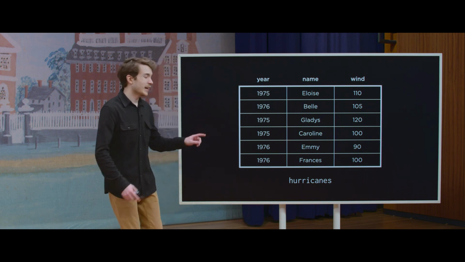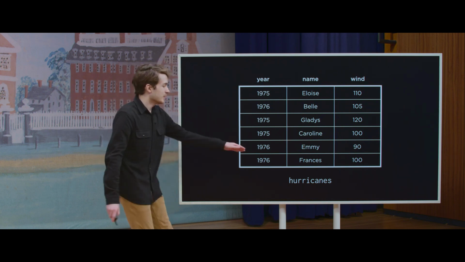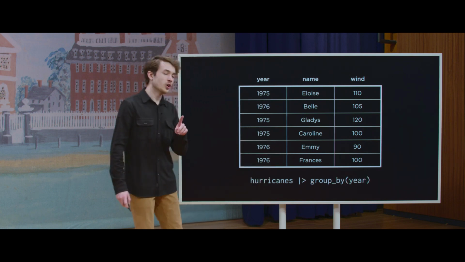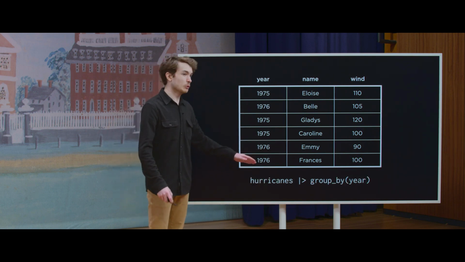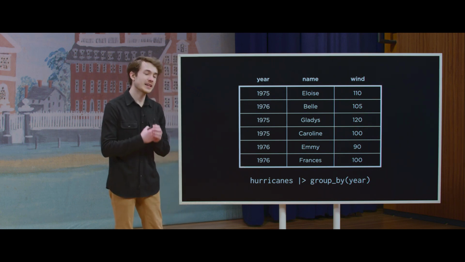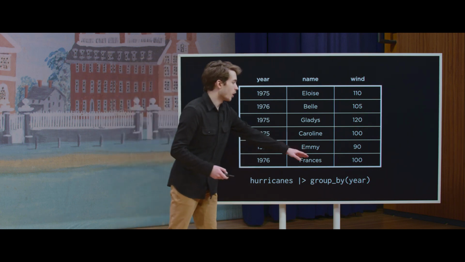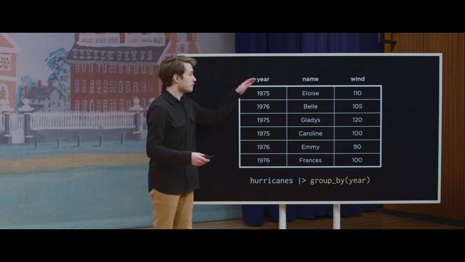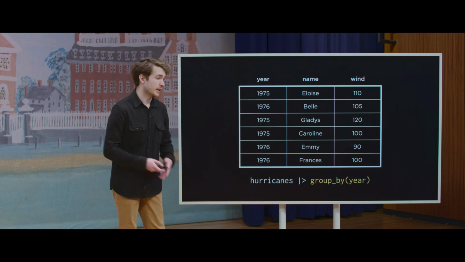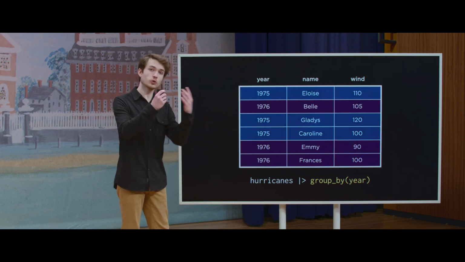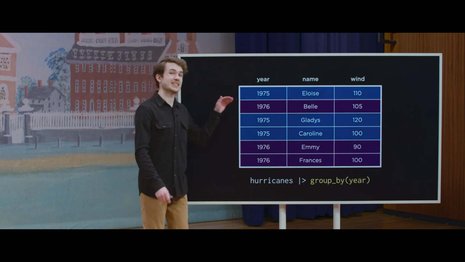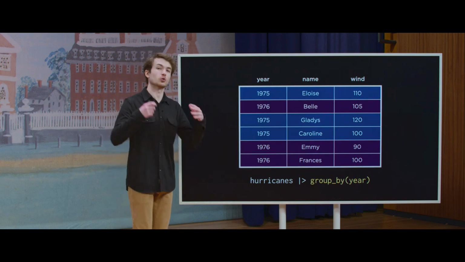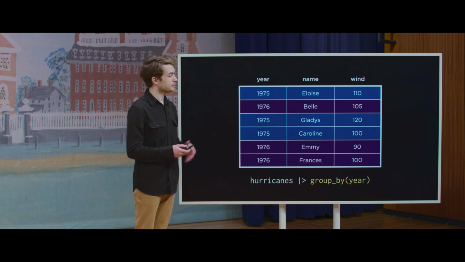Now, groupBy can do just that for me. I can take the hurricanes data set here and pipe it into groupBy and tell it which column I want it to use to determine what groups there are in my data set. If I give it the year column, what will it do? It will find for me all the groups of rows for each value of year. In this case, we'll see 2 groups. One where the year is 1975, and one where the year is 1976. These are now my groups of data based on the value of year.